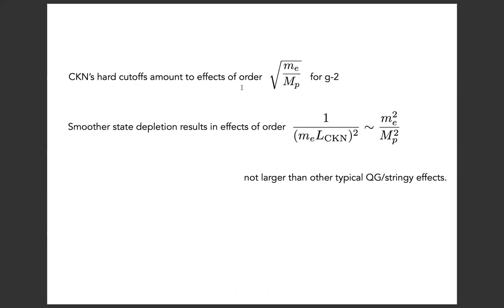So to summarize, the hard cutoffs give you effects that, for example, for G-2 go like 1 over root M Planck. And the state depletion, I haven't shown you the calculation, but you can compute it and see that it goes like 1 over M Planck squared. It's an ordinary G Newton type effect.